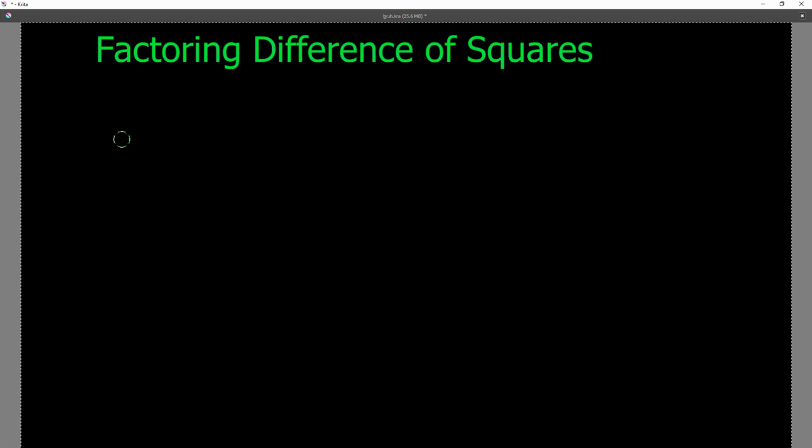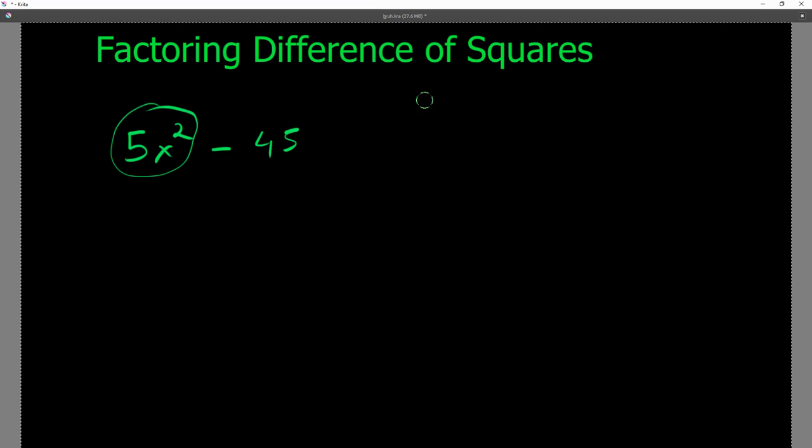The last type is when you have something like this. You have 5x squared minus 45, not 49, I used the wrong number. Is that a perfect square? Look at this one. It's not a perfect square because 5 is not a perfect square. So already we know that we can't factor like that.